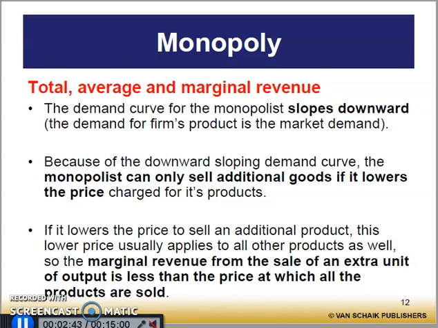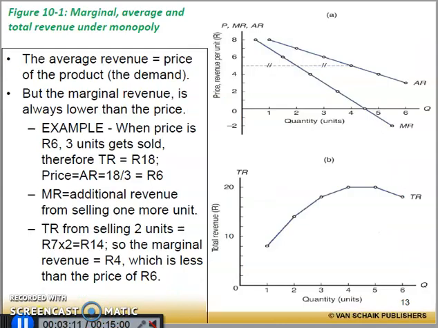However, the lower price will usually apply to all units of output, which means that the marginal revenue from the sale of an extra unit of output is less than the price at which all units of the product are sold. So the relationship between monopolistic average revenue and marginal revenue can be illustrated with the aid of a simple numerical example or curve. The firm's total, average and marginal revenue are illustrated in these two figures here.